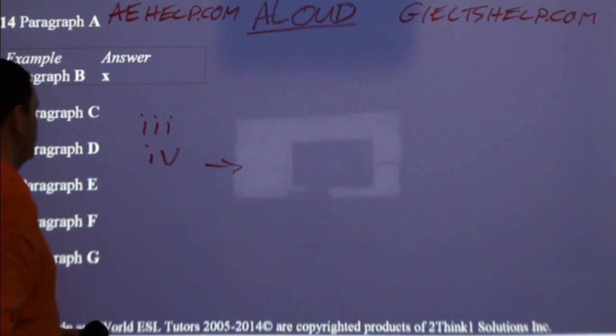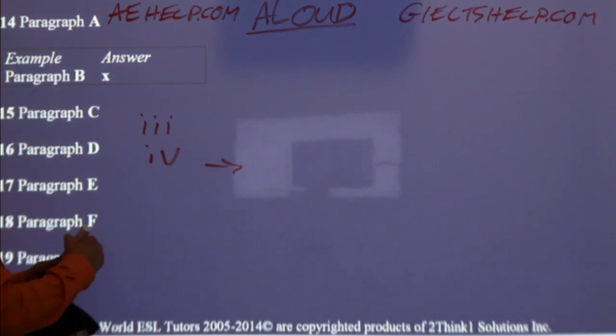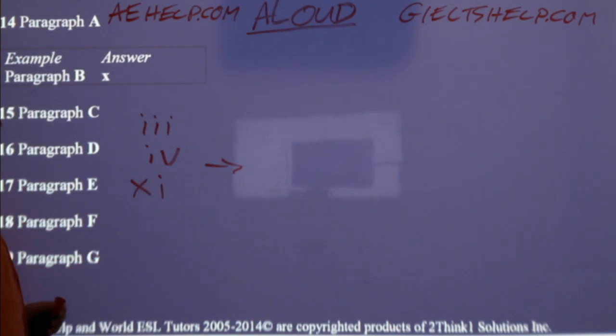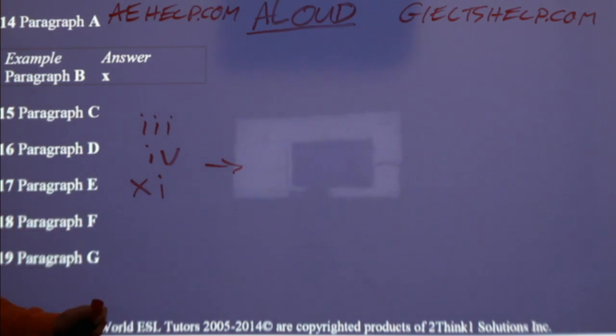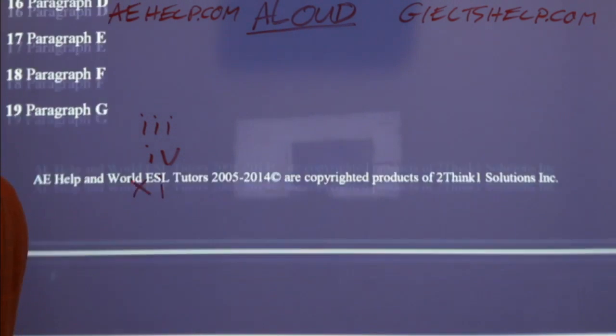Okay, so here we go. Paragraph E is XI, like that. It's 11. Again, same thing. Don't make the mistake of putting the I here. That's 9, so don't do that. Okay. All right, here we go. Let's keep rocking and rolling here with our logical, analytical thinking.